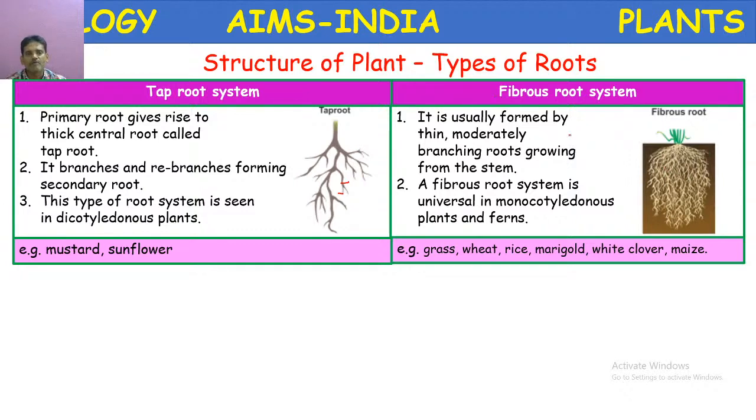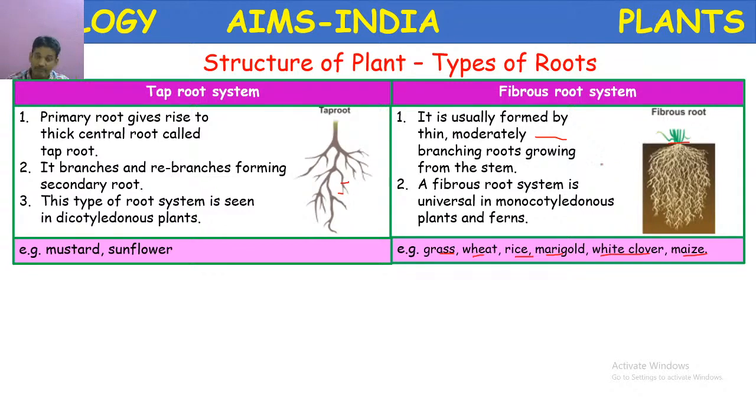So it is usually formed by thin, moderately branching roots growing from the stem, directly. A fibrous root system is universal in monocotyledonous plants. Examples given are grass, wheat, rice, marigold, white clover, maize. These are all examples of the fibrous root system.